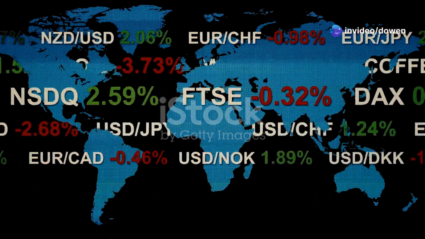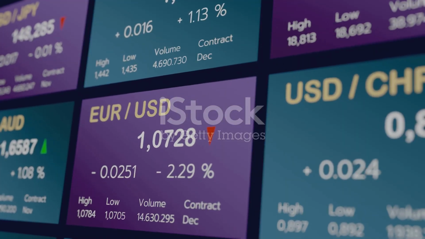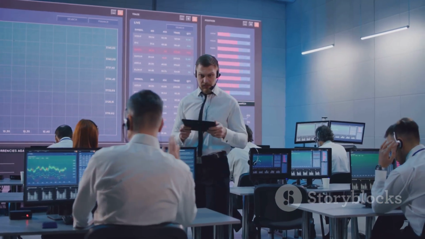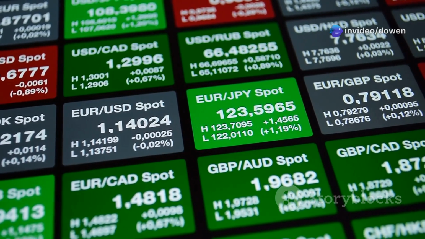In the vast world of finance, currencies are always on the move. They rise and fall against each other constantly. This dance of values is what Forex trading is all about. But to trade, you need to understand the very basic unit, the currency pair.